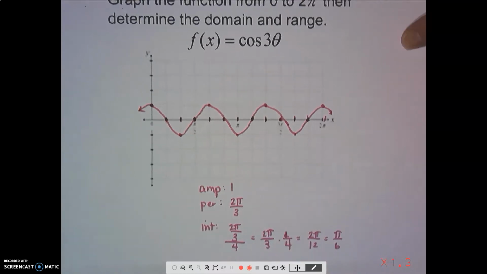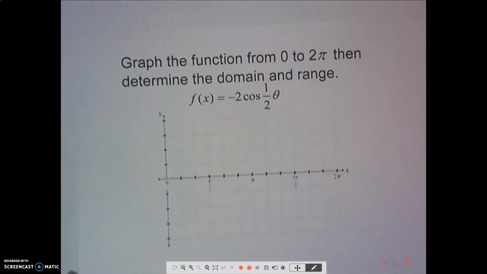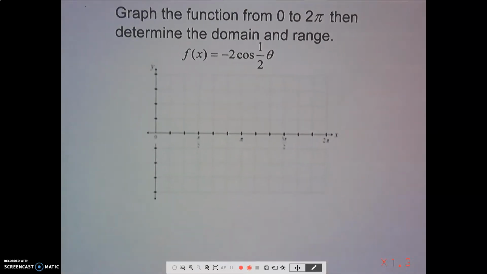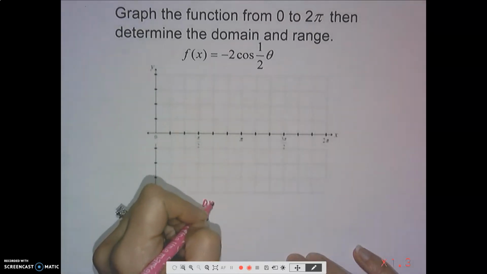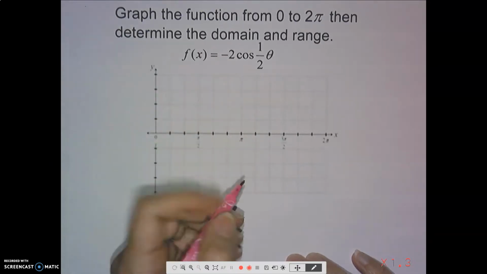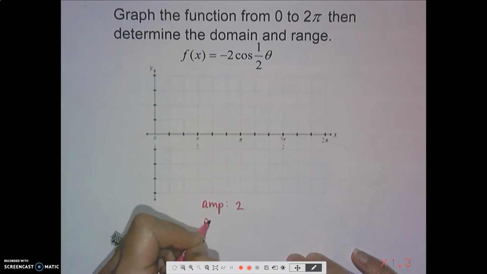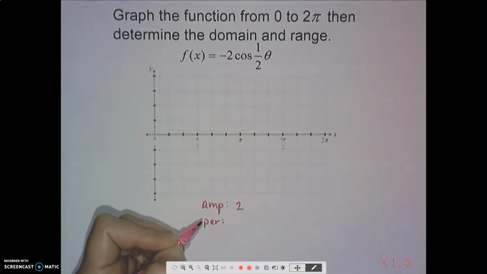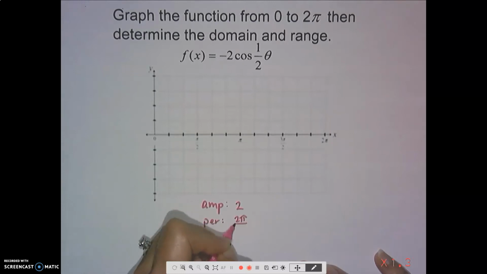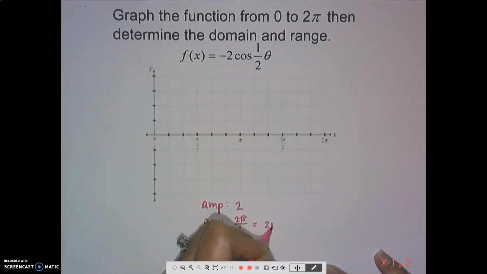Okay, so let's take a look at one more here. We're going to graph f of x equals -2 cosine of 1/2 theta. So we need amplitude, which is going to be, all right, we need the absolute value of that. So that would be +2. Our period, we're going to come back and talk about what the negative does here soon. The period is going to be 2 pi divided by 1/2. So that means that we're taking 2 pi and multiplying it by 2 over 1. So the period of this is 4 pi.